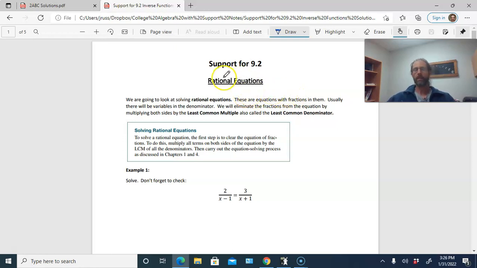So basically, a rational function or rational equation involves a fraction, okay? And typically there's a variable in the denominator of that fraction, so in the bottom of the fraction. And if you look here in the notes, it says we're going to try to eliminate these fractions from the equation by multiplying both sides of the equation by what's called the least common multiple, but this is also called the least common denominator, so you guys may have heard some of this terminology before.